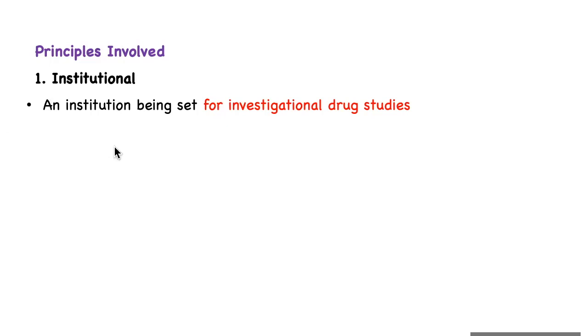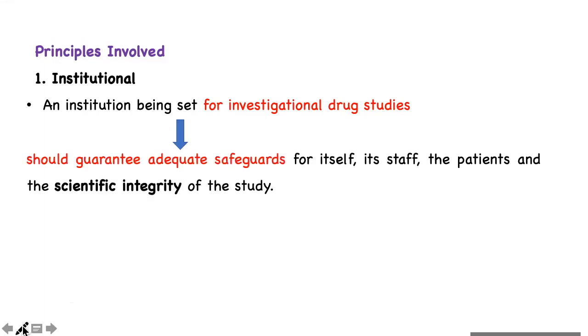The first responsibility is that an institution being set for the investigational drug study should guarantee adequate safeguard for itself, obviously, because if anything wrong happens to the patient, suppose the death of the patient due to usage of investigational drug, then there must be a policy where the institution can maintain their own safeguard. Their staff are involved in the research. If there is such a death of the patient, the most vulnerable people are the doctors, because the patient's relatives will put threat on these doctors who have given the drug. However, they are dealing there as a part of the process.